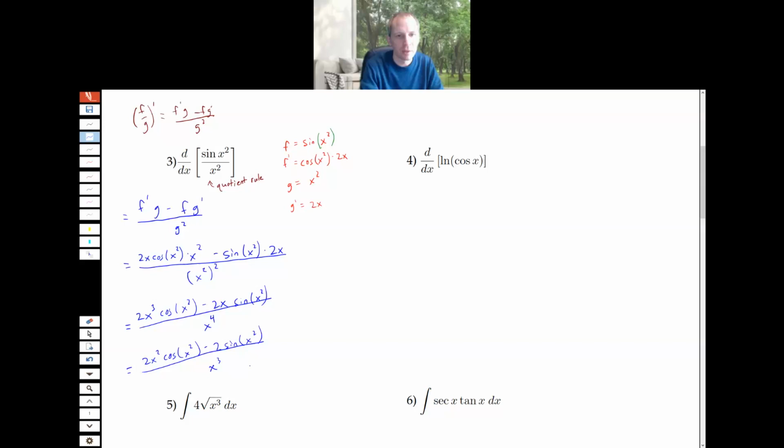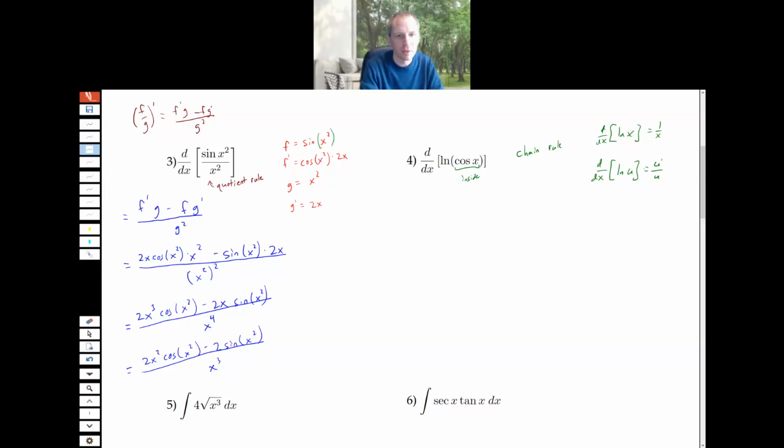All right, problem 4, we have a cosine function that's inside the log function. So I'm going to use the chain rule. And I'm differentiating a log function. So just as a reminder, the derivative of natural log of x is 1 over x. If I take the derivative of natural log of some function, maybe I'll call it u, then I get 1 over u times the derivative of u, or we usually just write it as u prime over u.